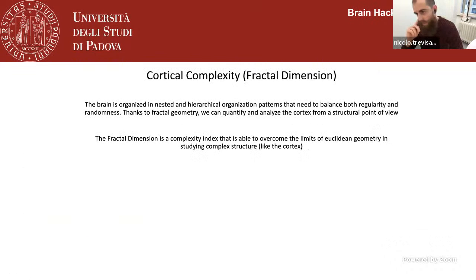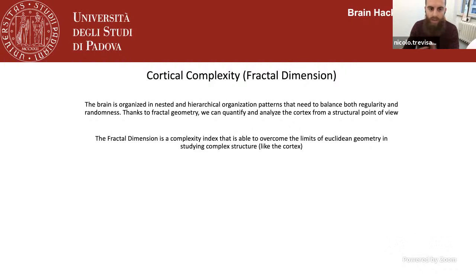To give you a brief explanation, cortical complexity is a way to measure how complex the brain is. The brain is indeed complex, okay? And it needs to have a complex structure because it is constrained by the skull, and that's why it evolved to have a very complex form.